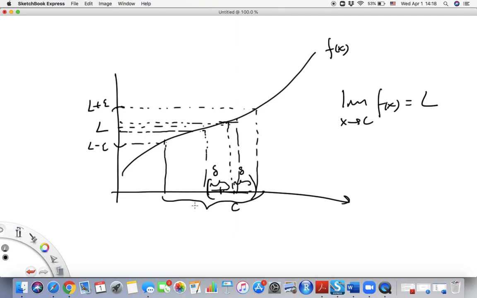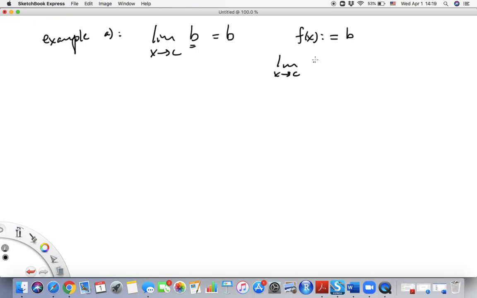Okay, so now let's show a few examples of how the definition of limit is applied. So example A, sort of a trivial example. We claim that the limit of b as x goes to c is equal to b. Okay, so b is a constant here. So more explicitly, you can say f of x is the constant function b. Then the limit as x goes to c of f of x is equal to b.